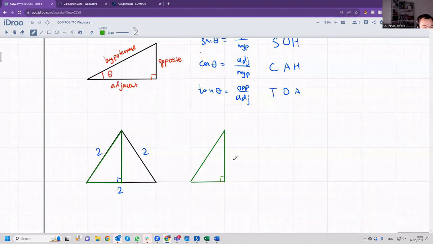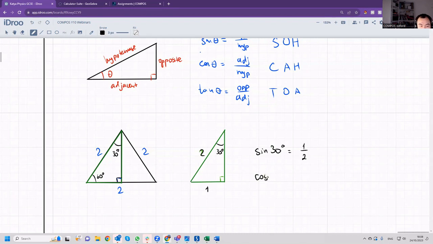So what do we know about it? Well, we know that this is 2. We know that this is 2. We know that this is 1 because it's half of that. Can we work out the third side? Because this is 60 degrees, this is 90 degrees, so this has to be 30 degrees. And so sine 30 degrees is opposite divided by hypotenuse. So it's 1 divided by 2.